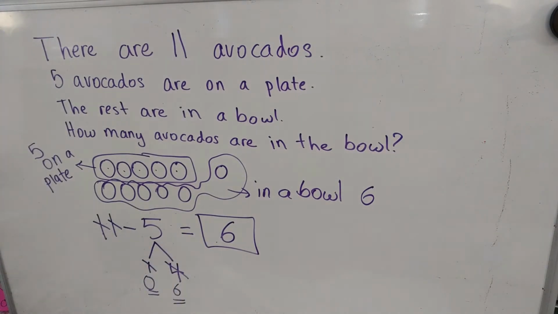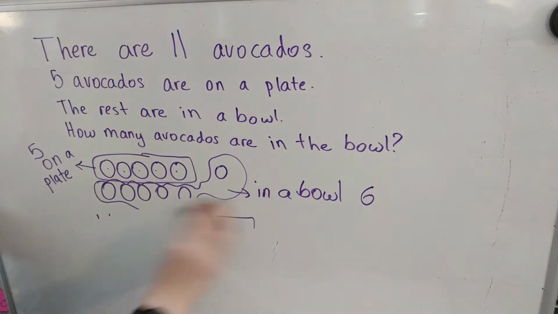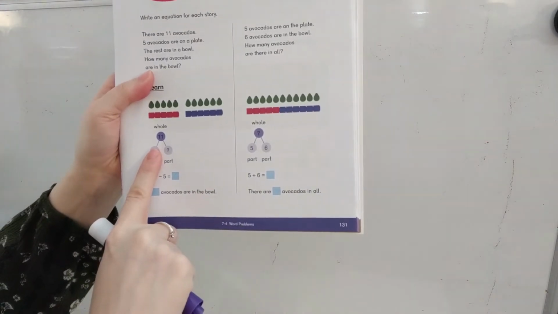And in the statement in your book, it says, how many avocados are in the bowl? You will write the number 6 in that little box, okay? Now in your book also, aside from showing you the pictures, they are showing you the number bonds.